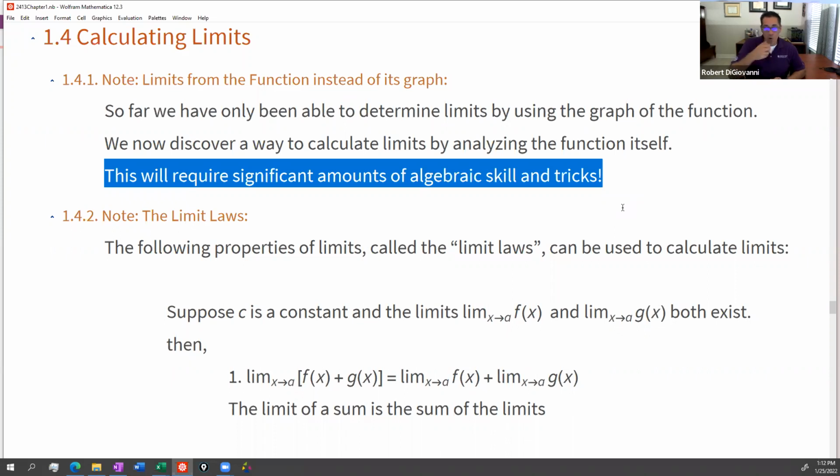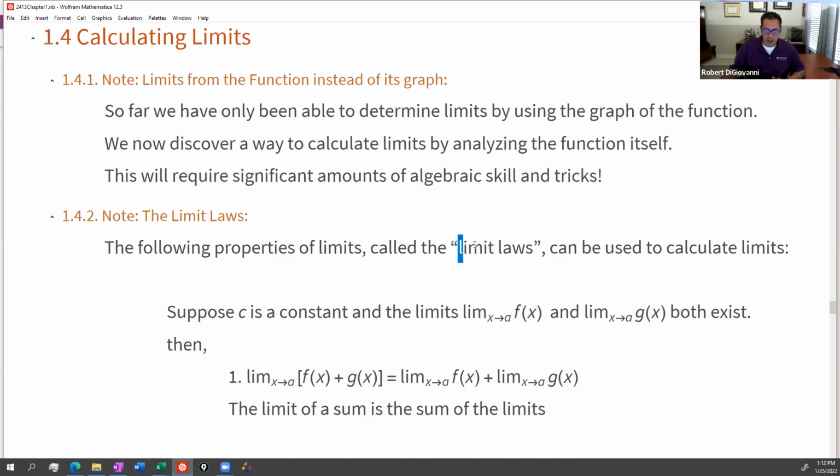All right, now before we can proceed into this, we have to establish what's called the limit laws. The limit laws are basically the rules that we have to play by. And in this class, Cal 1, we just give you the laws. We're not going to prove them.